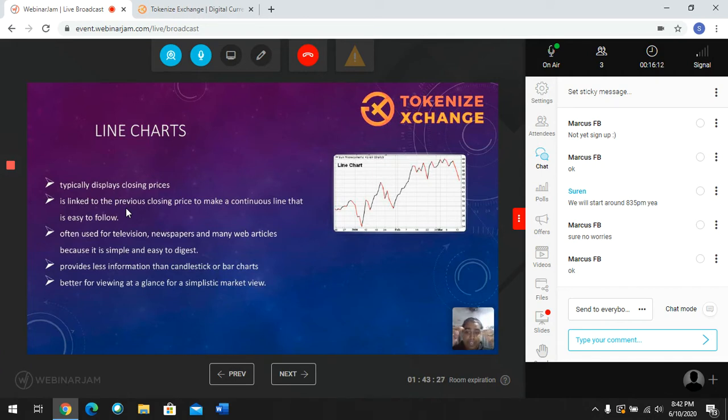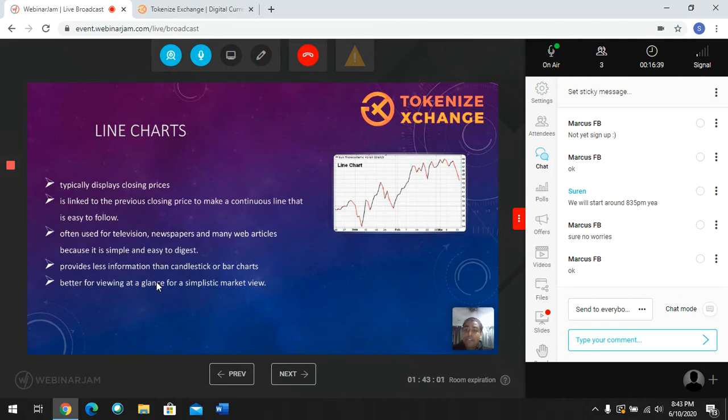So it's basically just to get a kickstart on how to draw on the technical charts. And line charts are often used for television, newspapers, and many web articles because it's simple and easy to digest. So if I want to do any presentation for my clients, I will refer to a line graph because they will have a clearer understanding of what's happening to the pattern or the trend.